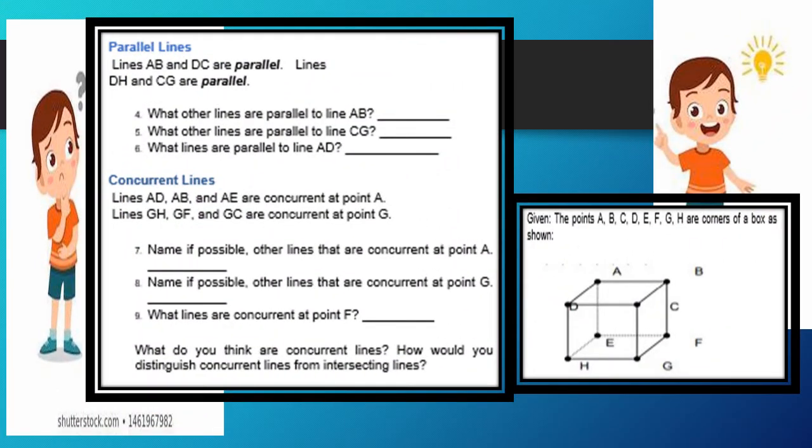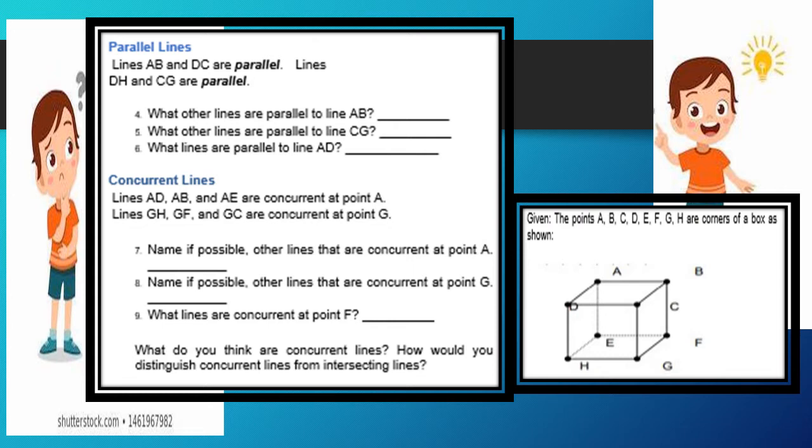How about parallel lines? Lines AB and DC are parallel lines. DH and CG are parallel. Now, another 3 questions that need to be answered by us. Number 4, what other lines are parallel to line AB?